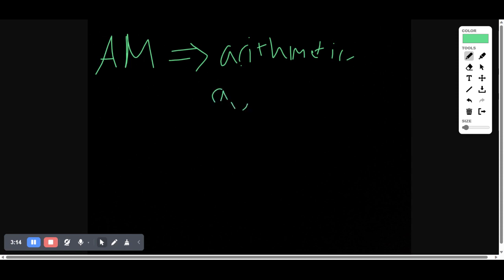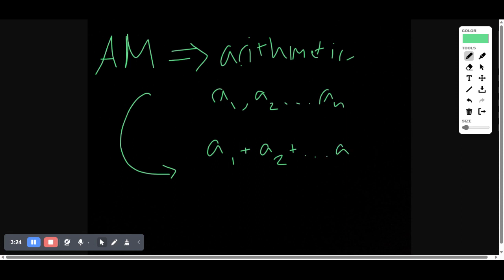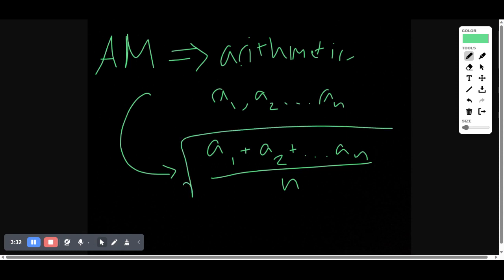We have a sequence of numbers a1, a2, all the way to an. Arithmetic mean is a1 plus a2 plus all the way to an, divided by n. Now this is kind of similar to the quadratic mean, except we don't have the square root and we don't have the squares here. That's not happening. So this is arithmetic mean, by far the most common one. Let's move on to GM.